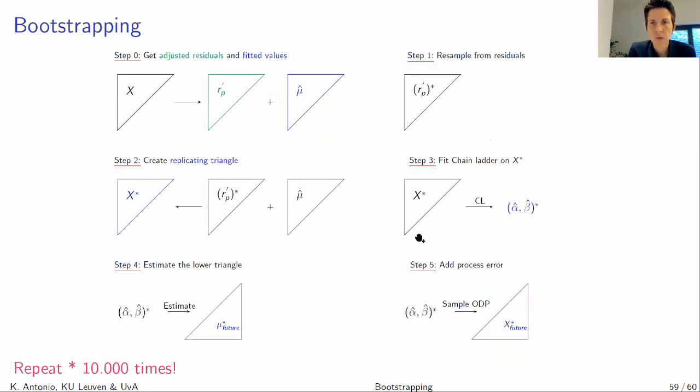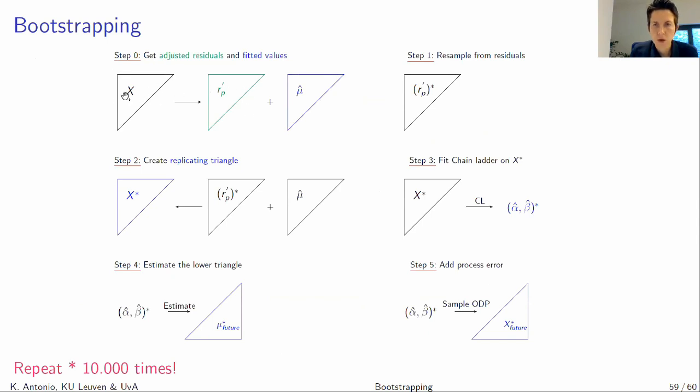Now we're going to go through these different steps of the bootstrap, and I picture them over here, and I'm going to explain them step by step. But be aware, I've got an extra video where I explain all the ingredients of the bootstrap once again, where I also explain this bias correction applied to the Pearson residuals. So here are the steps. We start from a given incremental triangle, X.